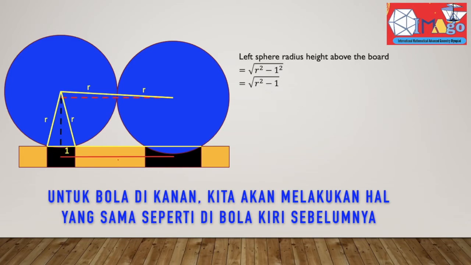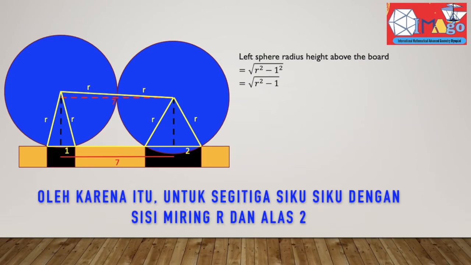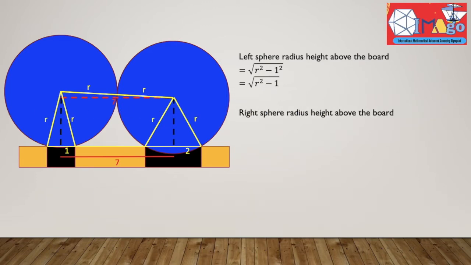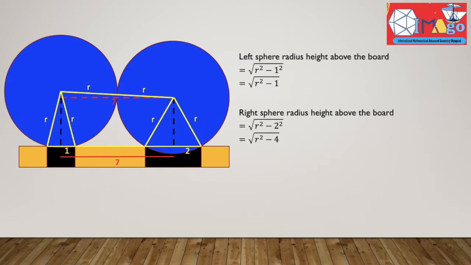For the right sphere, we will do the same as we did for the left sphere, and find its height above the hole. Therefore, for a right triangle with hypotenuse of r and base of 2, the height of the sphere outside the hole is root of r squared minus 4.